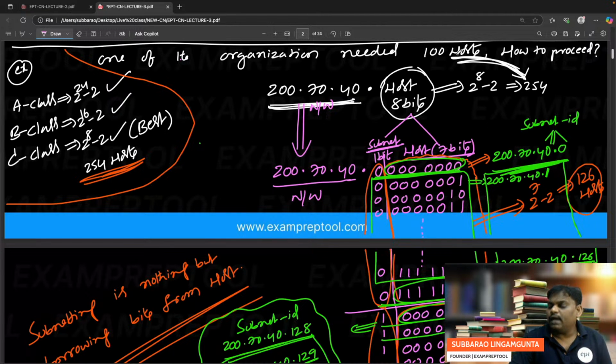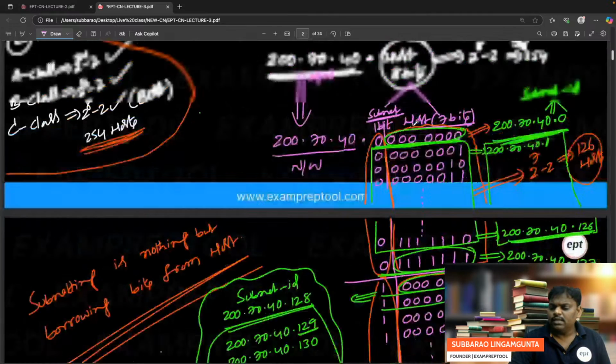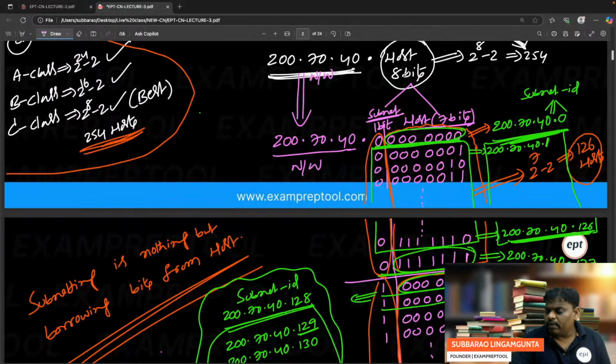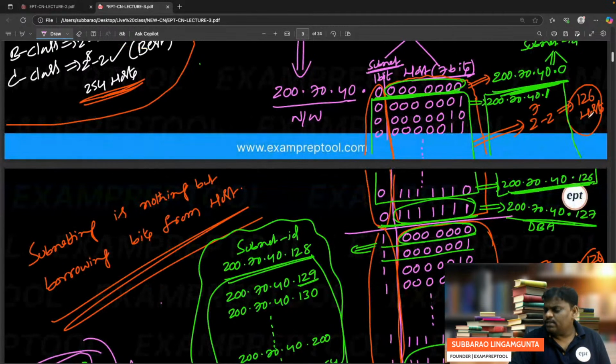Remember, I need 100 hosts, but class C gives 254. Let's go for a division. I did the division. Subnetting is nothing but the host part being divided into two parts, subnet and host. Borrowing bits from the host is nothing but subnetting. So you want two subnets, each of size 126, 126.